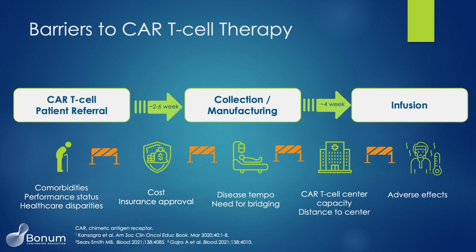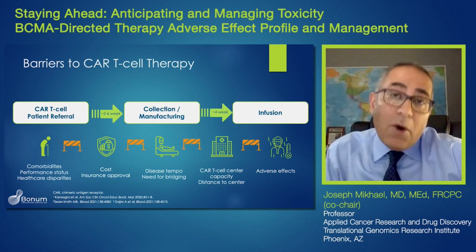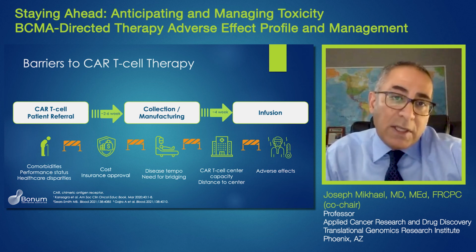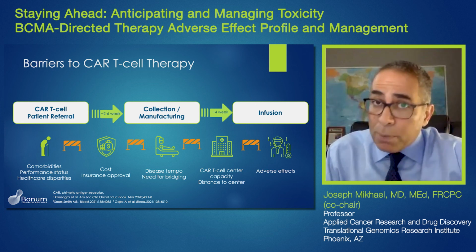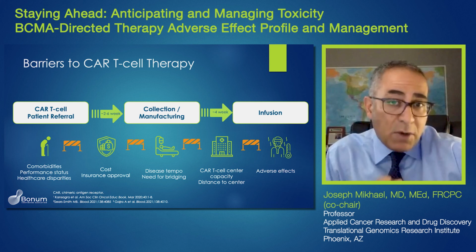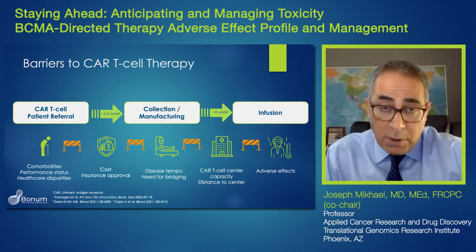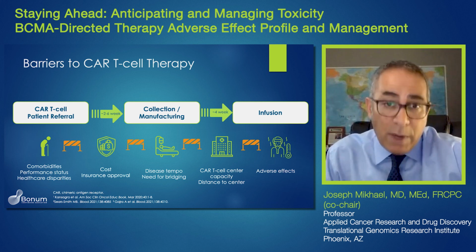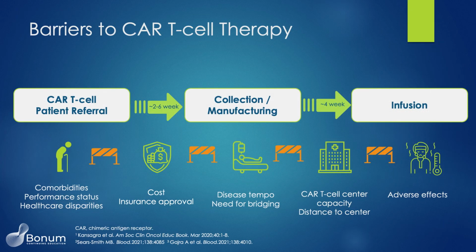But if we take CAR T as one example, there are multiple points along the way where we can see barriers. Right off the very start, as we've often discussed, not all patients can be eligible for CAR T. There are patients who could have comorbidities and performance status such that they're not going to be able to have access to CAR T to begin with. There is quite a considerable cost here.